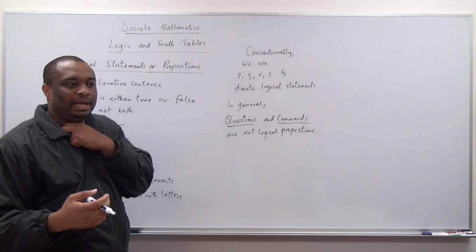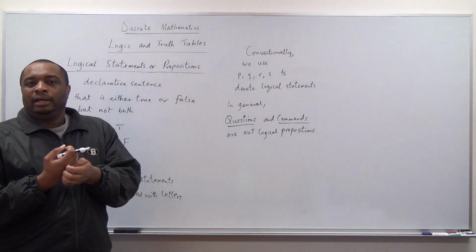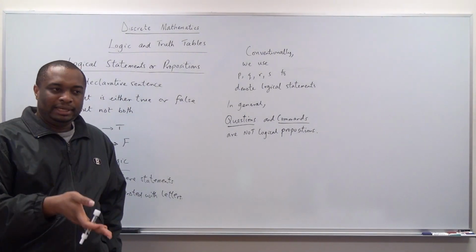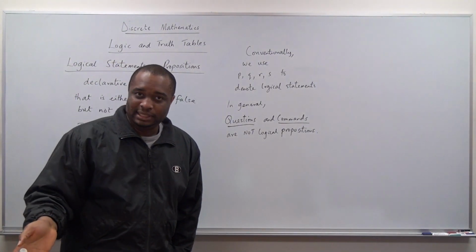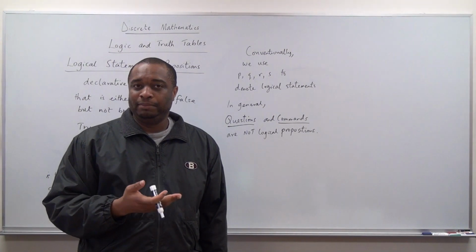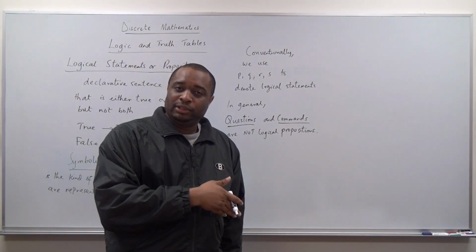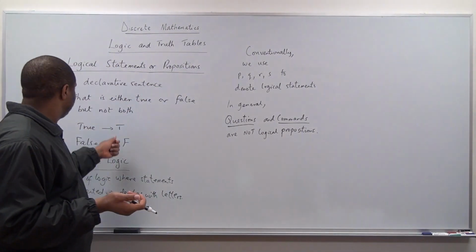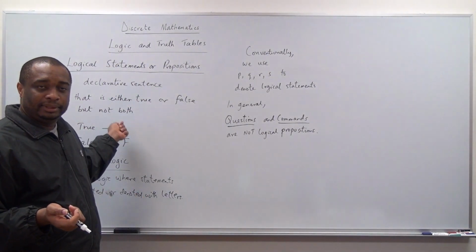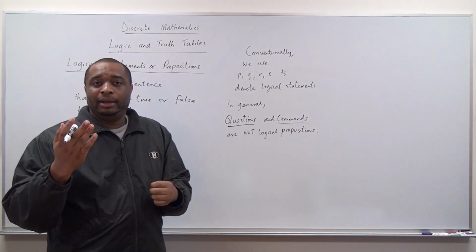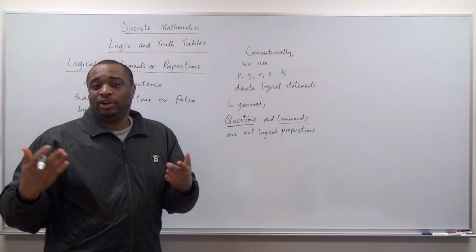If I say that America gained their independence in 1776, then it's true. That means the logical statement is true. So the truth value is T. The truth value is T. The statement is true. But when I say, please, what is your age?